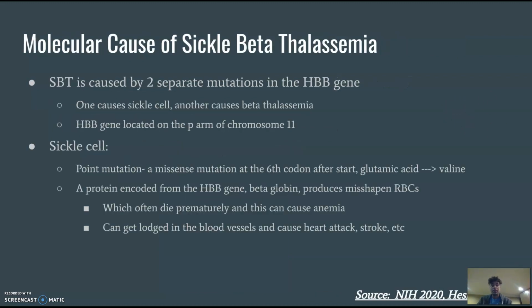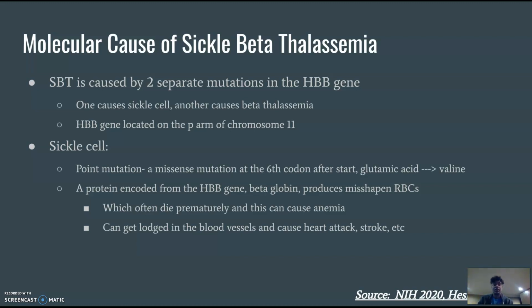And so the molecular cause of sickle beta thalassemia, it's caused by two separate mutations in this one HBB gene. It's on the short arm of chromosome 11, the P arm, and one of these bad mutations causes the sickle cell disease, and the other mutation causes beta thalassemia. So you inherit one of these from one parent and one of these from the other parent. And then when it comes together, that's you, and you have sickle beta thalassemia.